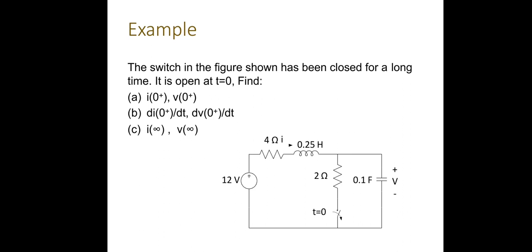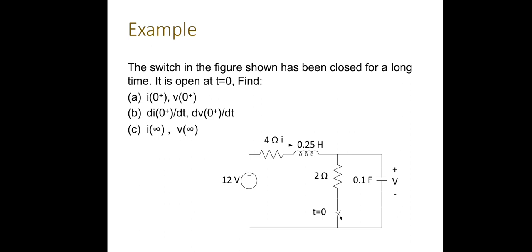It is open at t equal to 0, and find I of 0 plus and V of 0 plus, and the second part is dI of 0 plus by dt and dV of 0 plus by dt. Another one is the final I of infinity and V of infinity.